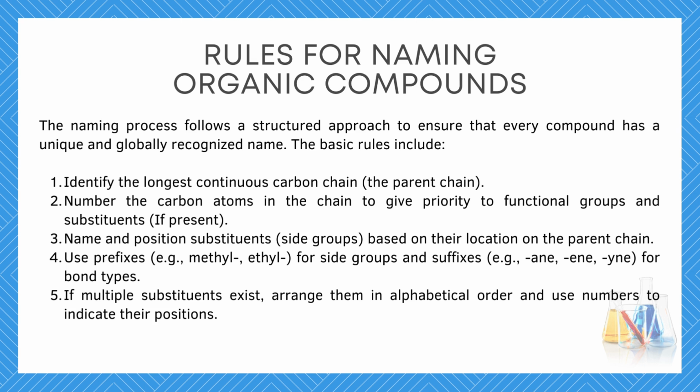Then number two, number the carbon atoms in the chain to give priority to functional groups and substituents if they are present. Now, all these rules that I'm mentioning, we're going to be going over them one by one for every example we'll be dealing with. So I want you to relax, okay? The third one is name and position the substituents. The substituents are also the branches or side groups in the structure, based on their location on the parent chain.